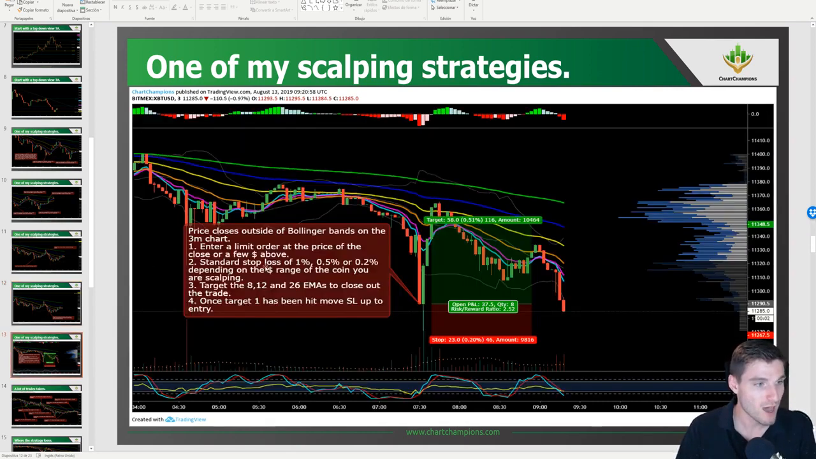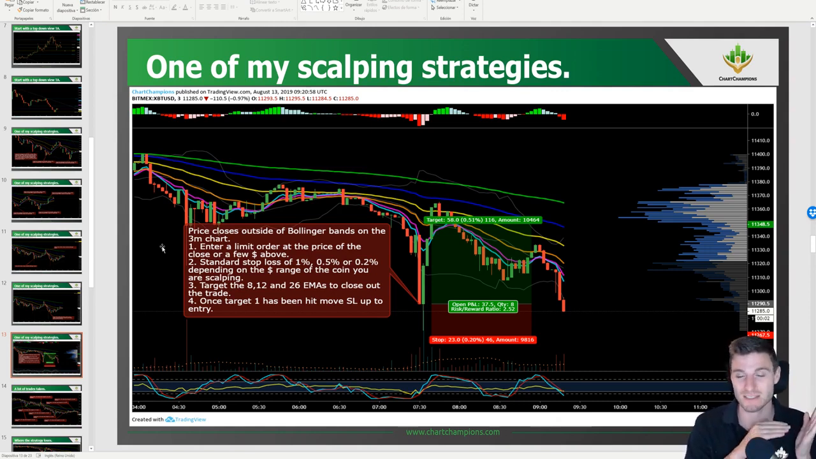Now this is just reinforcing what I've already explained here. You can see price closes outside of the Bollinger Band on the 3-minute chart. So step number 1 is to enter a limit order at the price where the candle closes, or a few cents above.